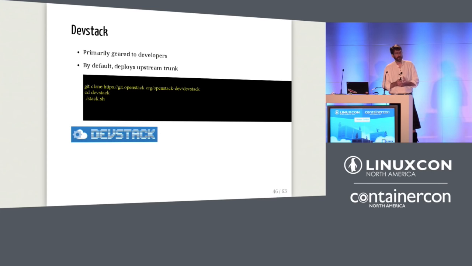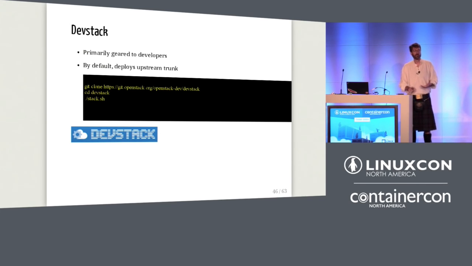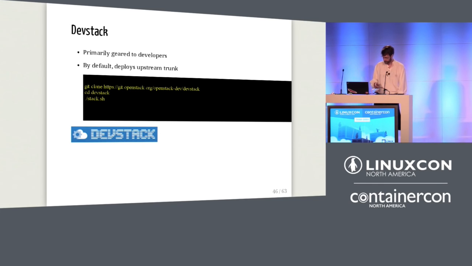This is primarily for developers. It deploys the bleeding edge trunk, and this is what most of the developers use to spin up their own private test cloud where they're going to hack on the code and try that out. Now, you can deploy in production with DevStack. A lot of people do. You can give it all manner of command line flags to deploy, rather than trunk, a particular branch, a particular tag, so that you can have a stable cloud. And this is the way a lot of people will deploy their production clouds.